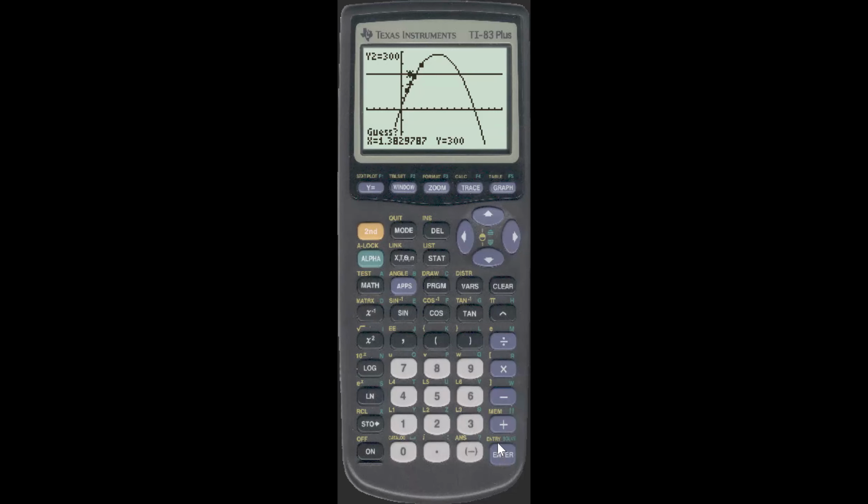Guess, enter again. Now there you go. It says 2.119164. Yep, same as yours.